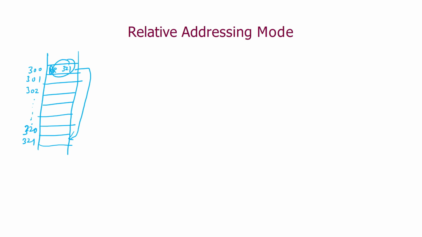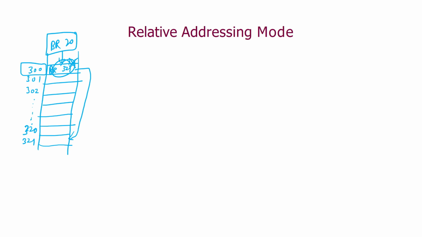I can't give the direct address. I do not want to increase the size of the instruction. I want to minimize it. So how can I minimize it? I will write here. So branch 321 is not acceptable. I want to minimize the size. I will write here branch 20. Why branch 20? At location 300 I am writing branch 20.